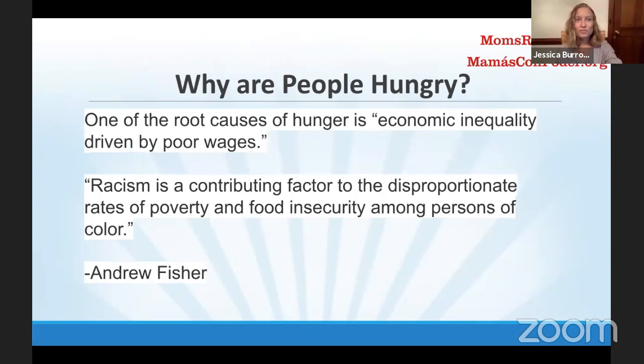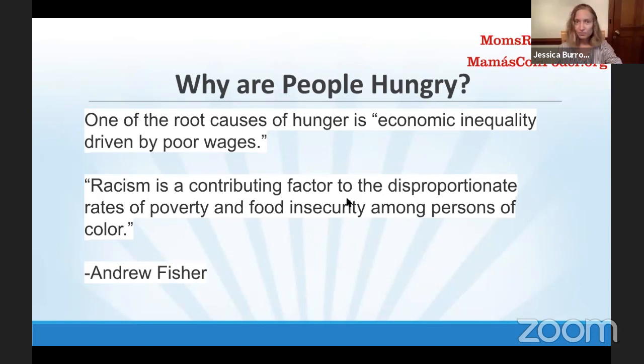So the problem: why are people hungry? The problem is systemic and entrenched. Andrew Fisher, the author of Big Hunger: The Unholy Alliance Between Corporate America and Anti-Hunger Groups, writes that one of the root causes of hunger is economic inequality driven by poor wages. And he continues, racism is a contributing factor to the disproportionate rates of poverty and food insecurity among persons of color. So hunger is about poverty, not about access to food.